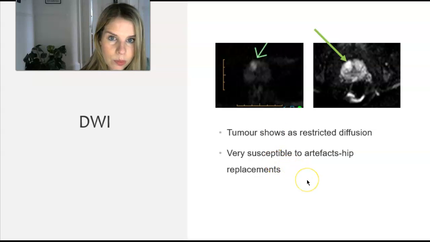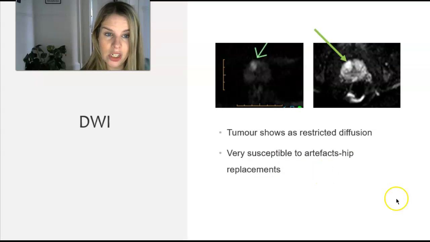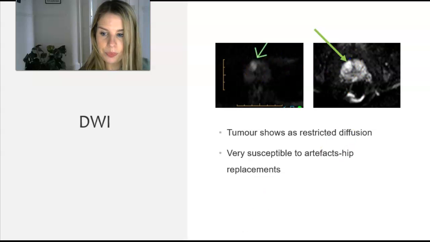Now, one of the problems with DWI is that it's really susceptible to artifacts. So if a patient had a hip replacement, you wouldn't be able to carry out this sequence because it would distort the image too much. But this patient doesn't have a hip replacement, so you can quite clearly see that there is an area of restricted diffusion, and that appears bright on the DWI image, on both sides. It's a different patient, but they both have cancers in quite a similar area.